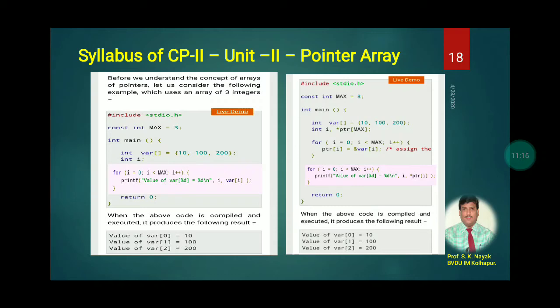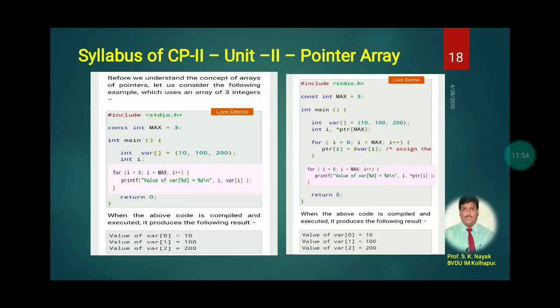Now in the main function you will find int var of array, that is the array declaration. In this slide we are storing a maximum of 3 elements in this array: 10, 100 and 20 in var. Here the array variable name is var, and we are using another variable int i. That i variable will help to increment the positions. Now first you can see the iteration process through a for loop.